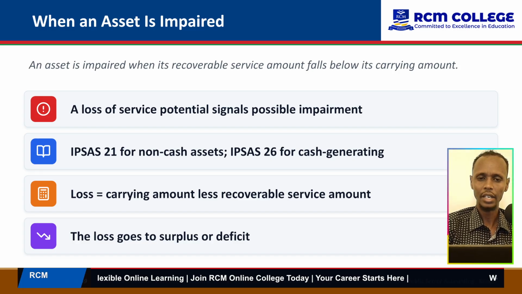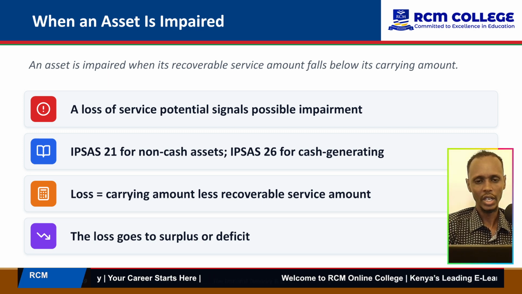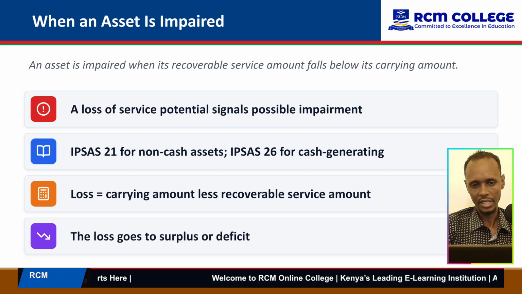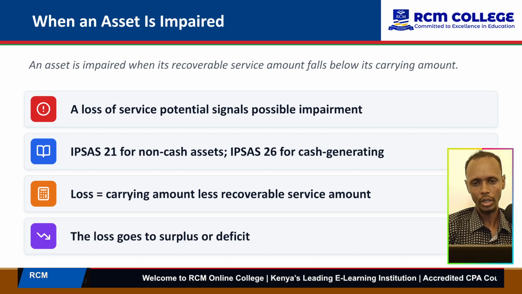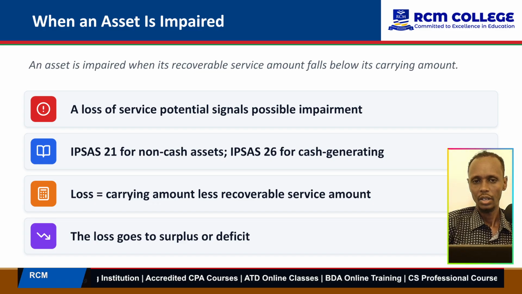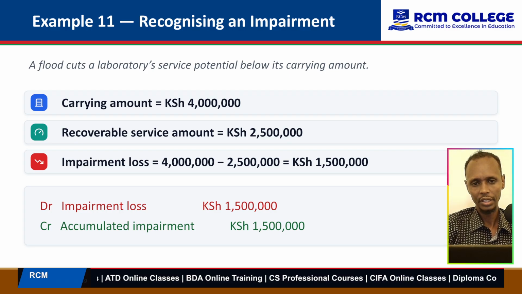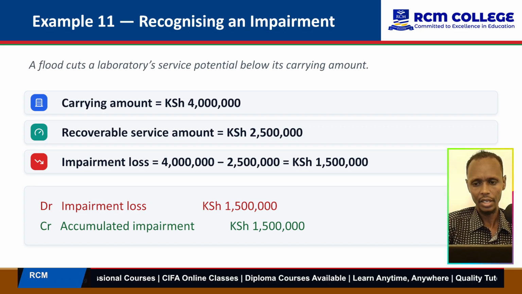Impairment is covered under IPSAS 21 and 26. 21 for non-cash generating assets, 26 for cash generating assets. So loss is equal to carrying amount less recoverable service amount. The loss goes to surplus or deficit. Okay. When we are recognizing an impairment, we debit the impairment loss and credit accumulated impairment.